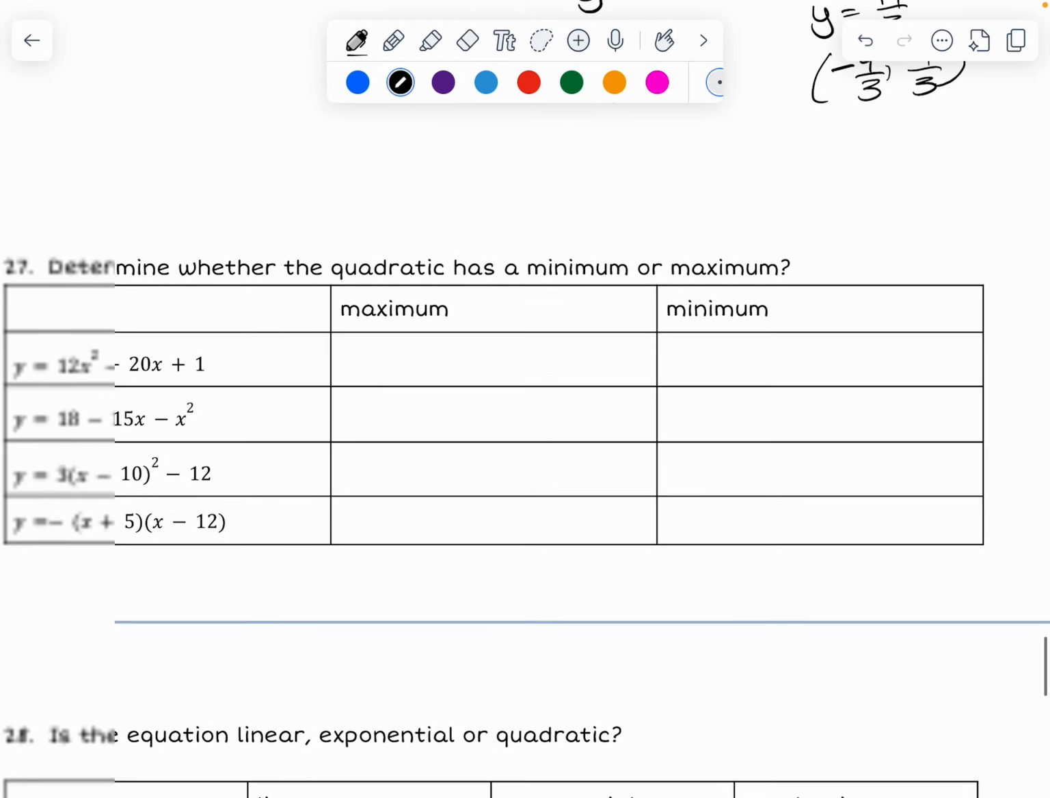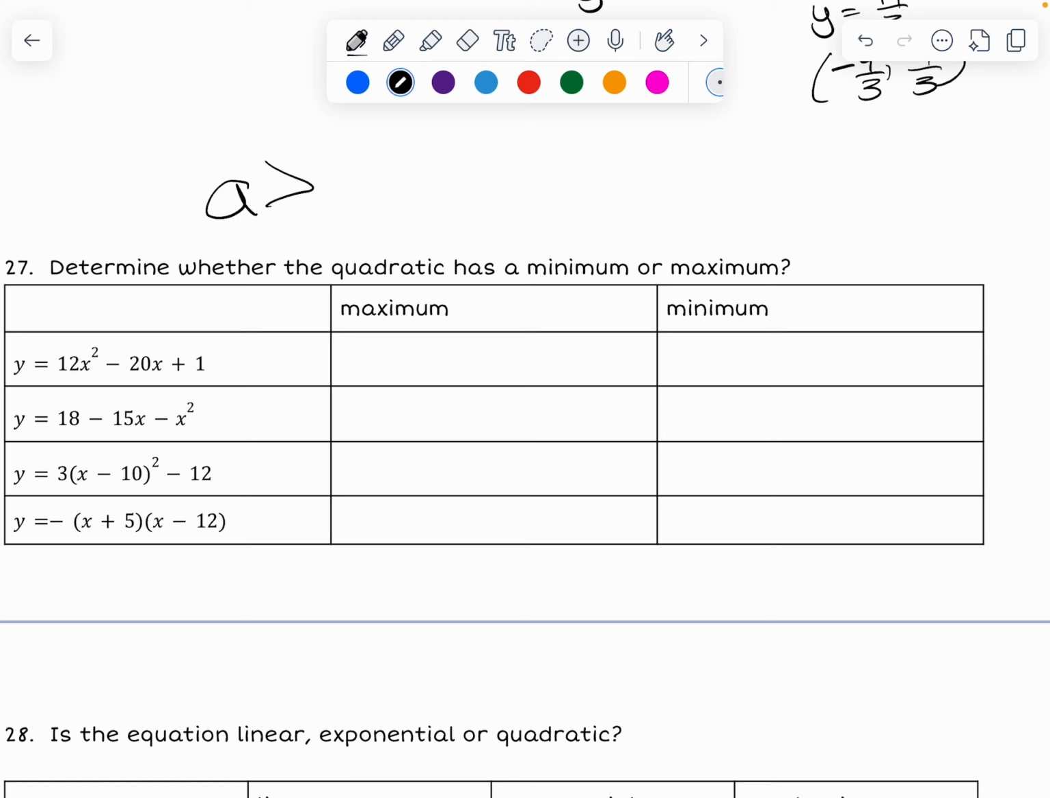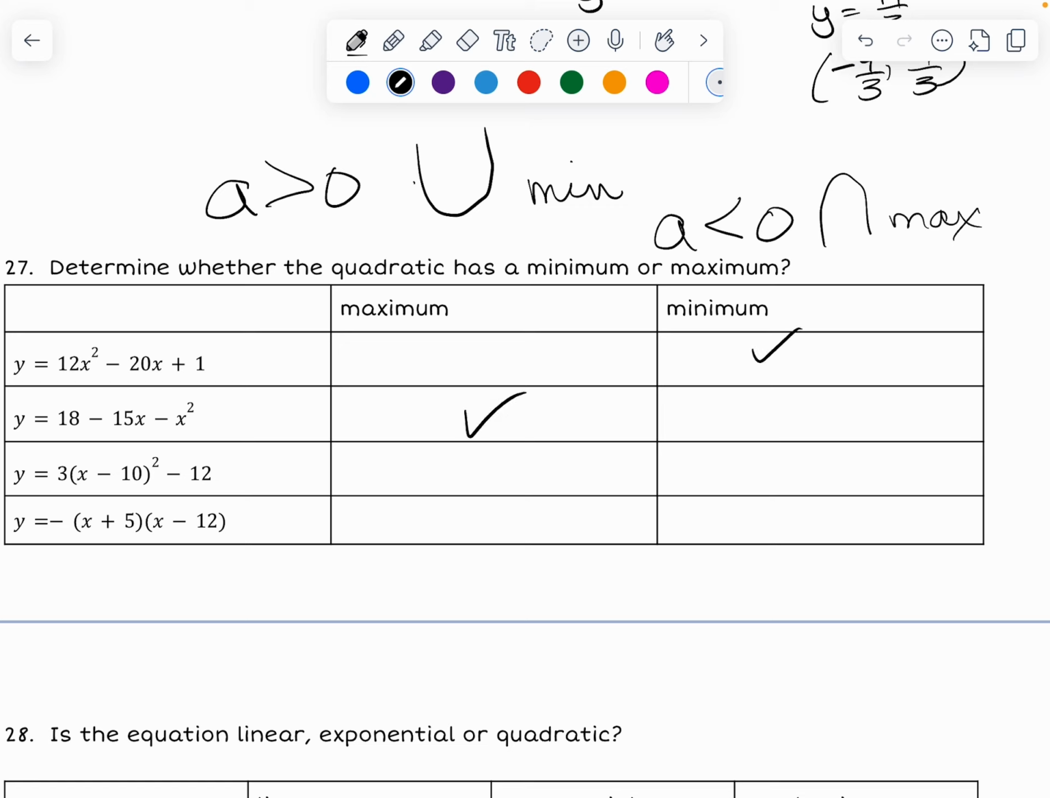Okay. If the A value is greater than 0, that means that it's going this direction, so there is a minimum. If the A is less than 0, it's going this direction, so it has a maximum. So that means that this has a minimum, this has a maximum. This is the A value, so that means this is a minimum, and this is a maximum.